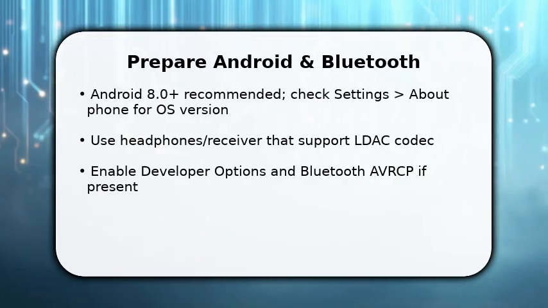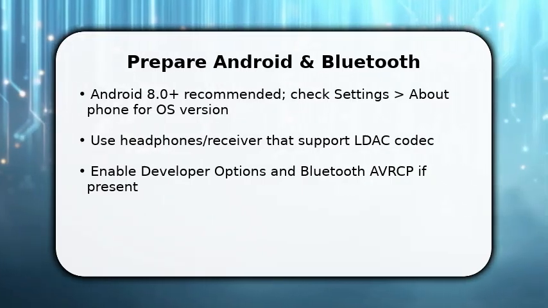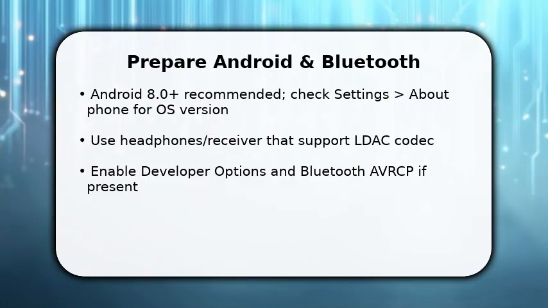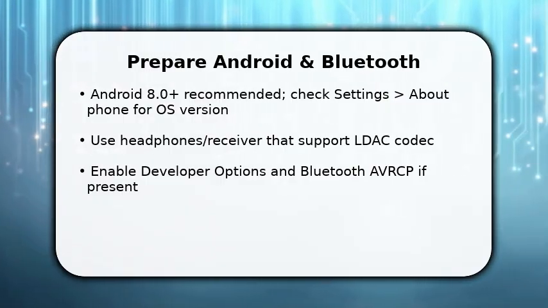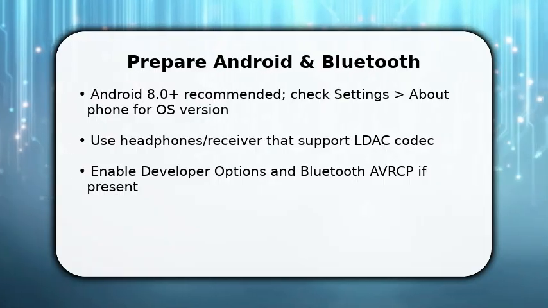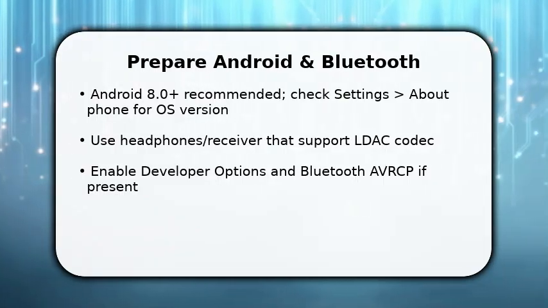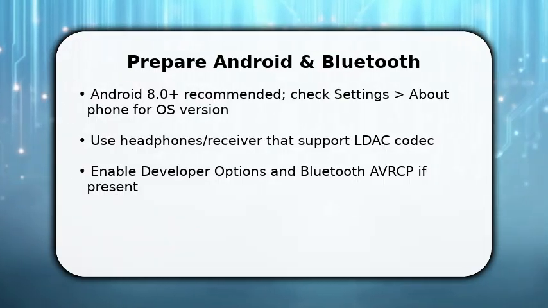Next, pair the LDAC-capable device via Settings, Bluetooth. Do not skip pairing first. Android only shows codec options after a connected device. Finally, open Developer Options so you can change Bluetooth audio codec settings in the next step.